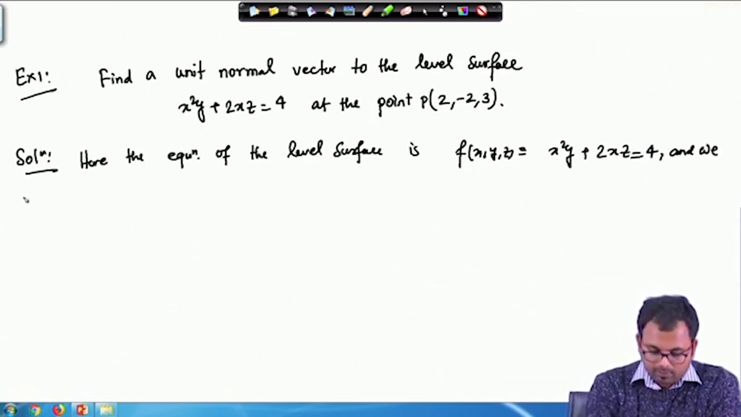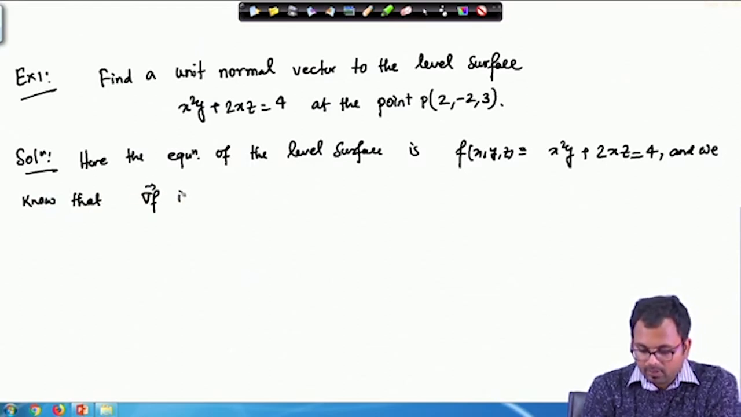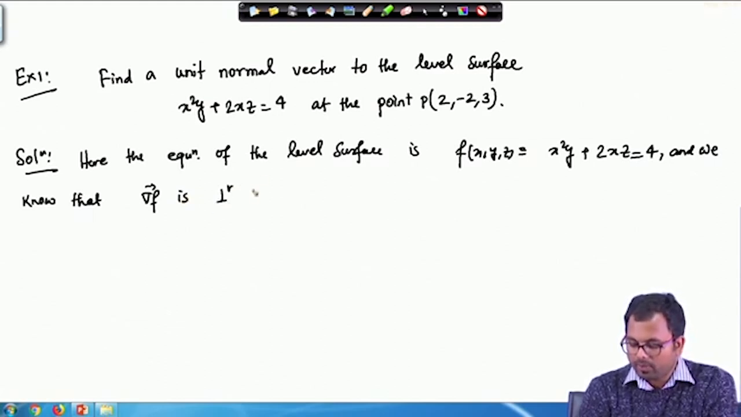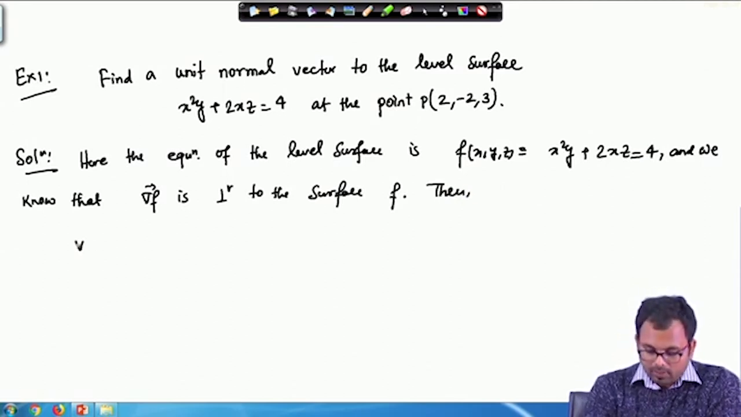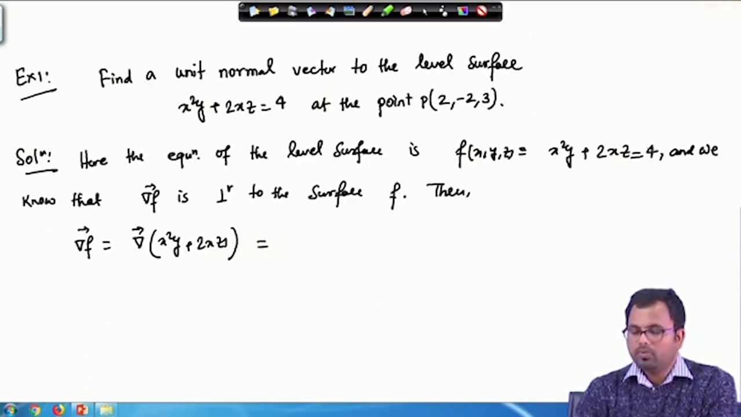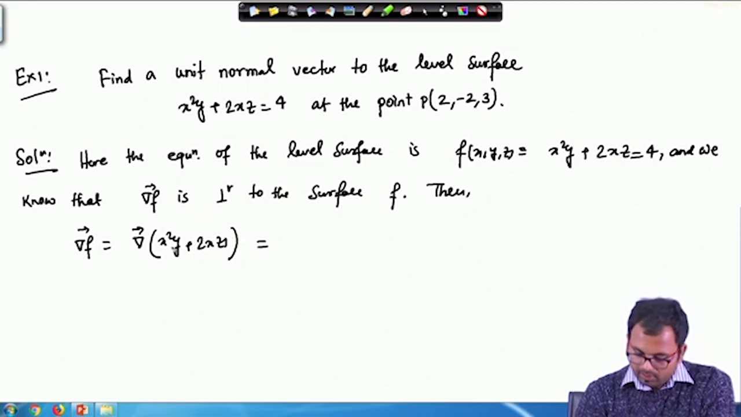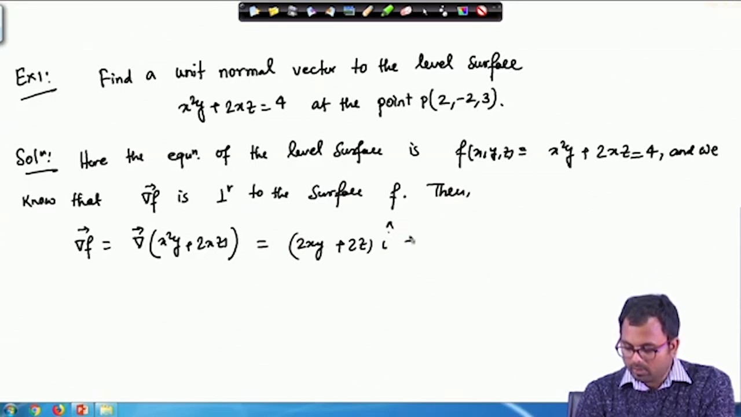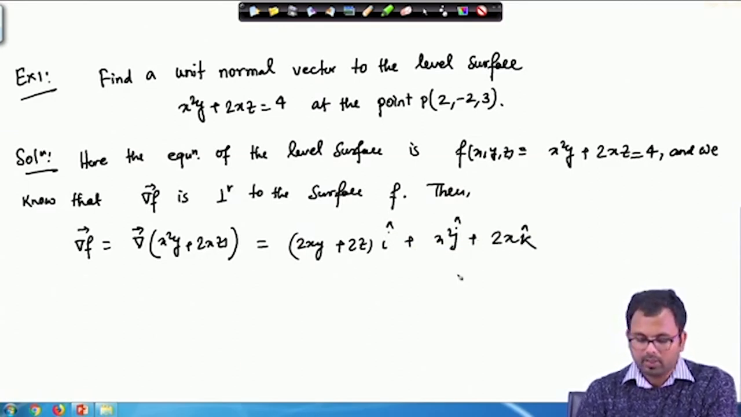We know that the gradient of f is perpendicular or normal to the surface f, so first of all we calculate the gradient of f. Gradient of f would be the gradient of x square y plus 2xz. Of course, the gradient of 4 will be 0, so calculating this is not difficult. So, del/del x gives (2xy plus 2z) times i, plus del/del y gives x square j, and del/del z gives 2x k. This is the required gradient of f.